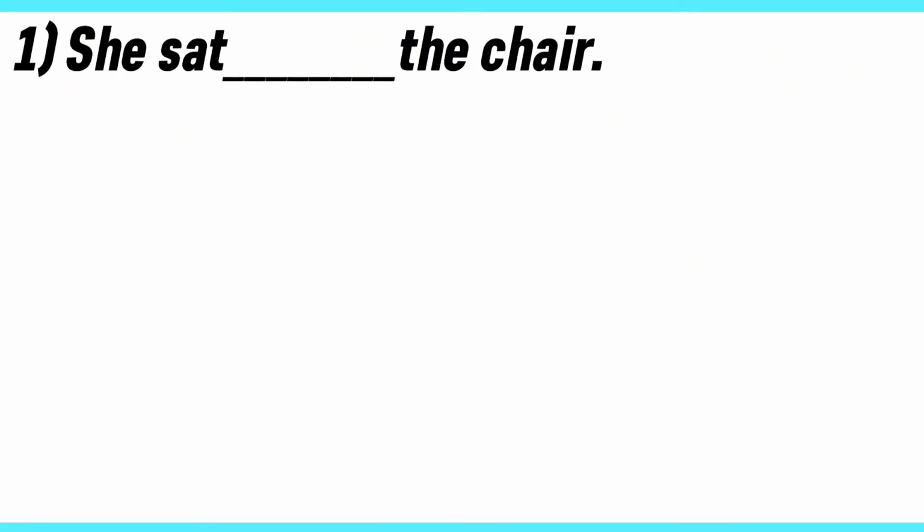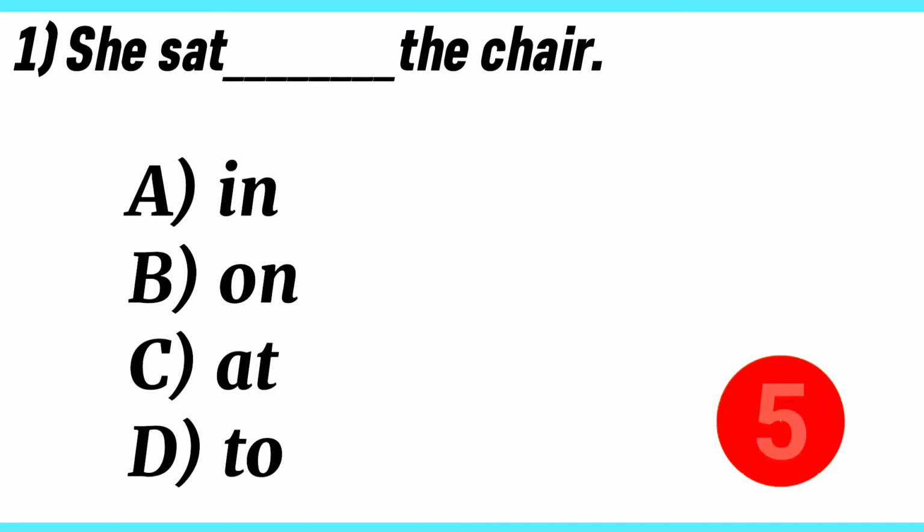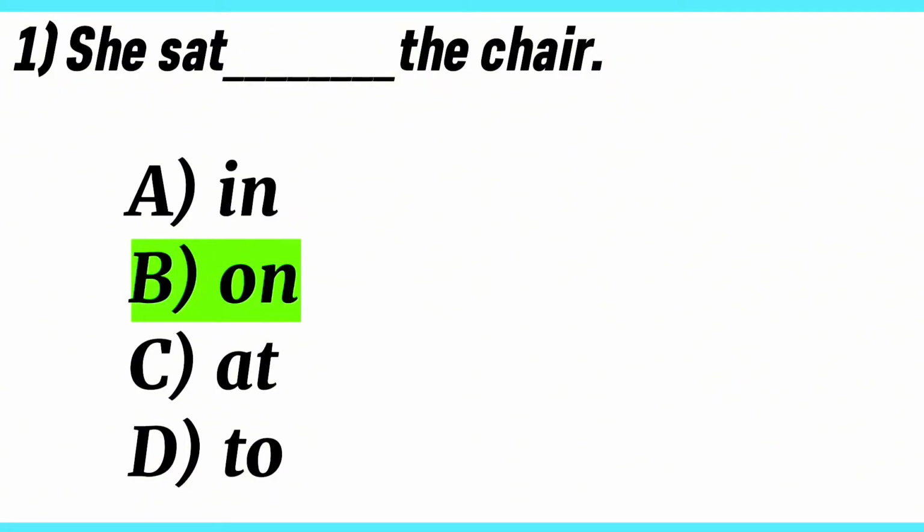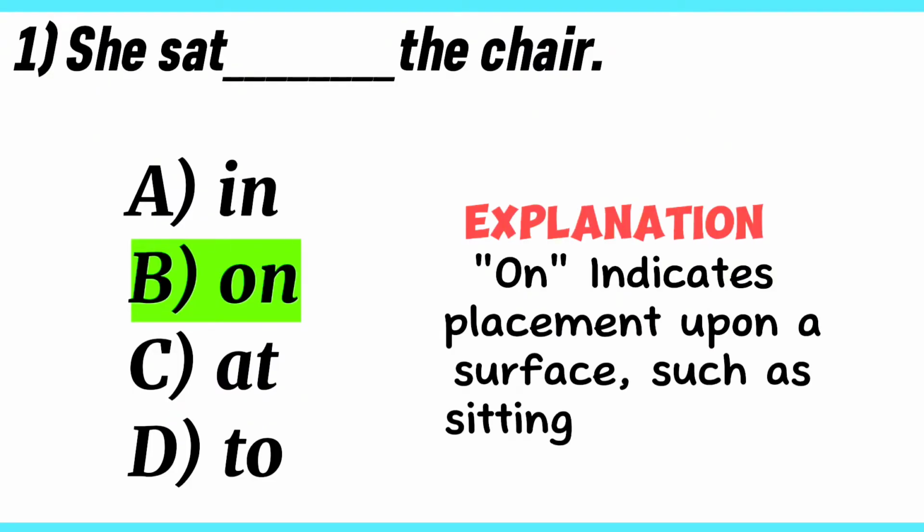She sat dash the chair. The correct answer is option B, on. Explanation: on indicates placement upon a surface such as sitting on a chair.